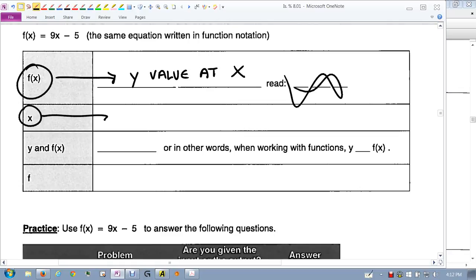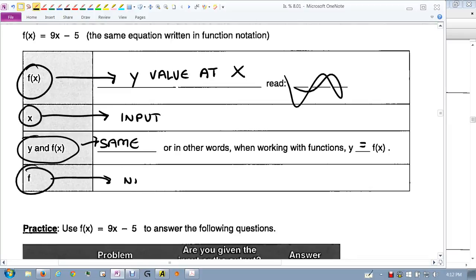x is the input, right? y and f of x are the same thing, all right? They are the same thing. They are equal. You can fill that in. y is equal to f of x. f is the name of the function.